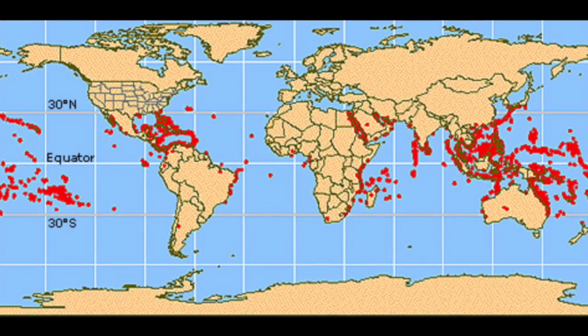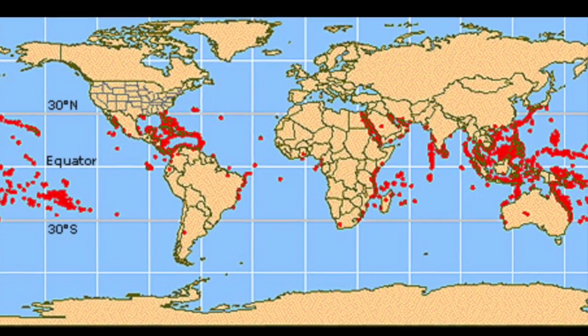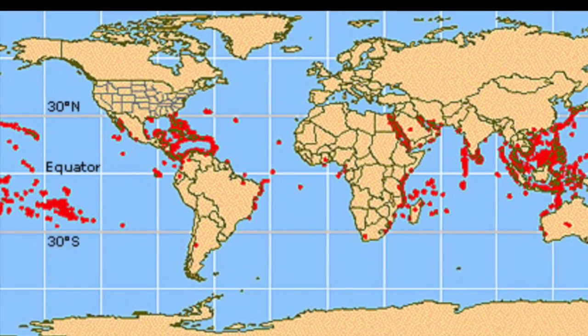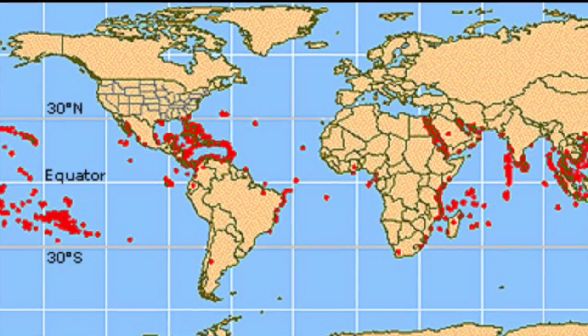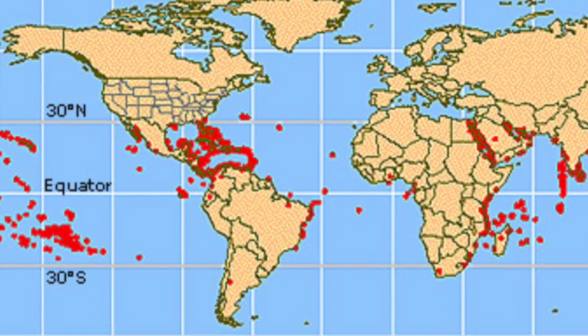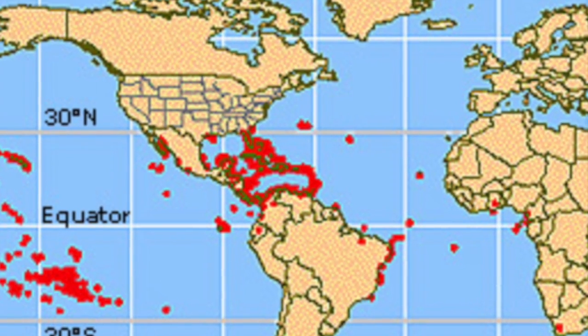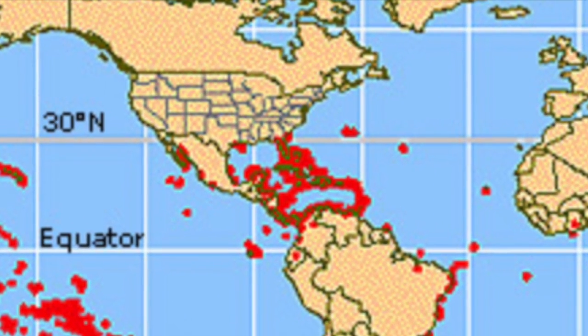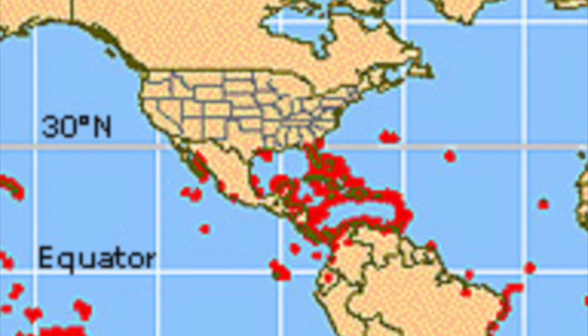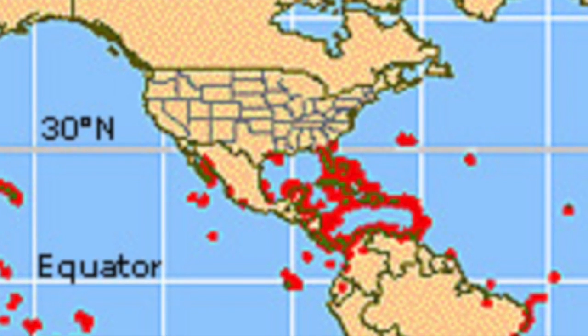This is a map of all the coral reefs located in the world. As you can see, there are several that are located on the west coast of Mexico, even though the waters are cooler and coral typically prefer warmer temperatures. There are some species of coral that thrive in colder waters, such as those found off the coast of Mexico.